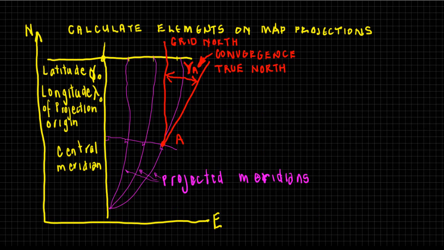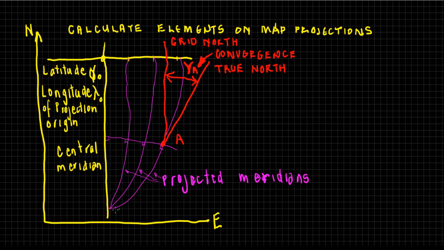Okay, in this video we're going to be looking at calculating elements on map projections. But before we start into the actual calculations, we need to have a little bit of a look at things. So here we are, we've got set up our typical projection with a north and east there, and we can see our projection where we've got the latitude and longitude of the projection origin and the central meridian indicated up and down here.